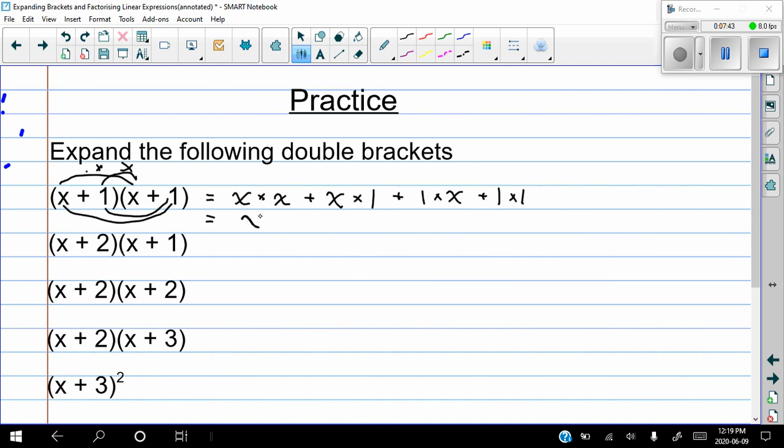So here we get x times x, which is x squared. X times by 1 is just x. 1 times x is just x. And 1 times 1 is just 1. So in the end, we're going to write that fully simplified as x squared plus 2x plus 1. Next problem.